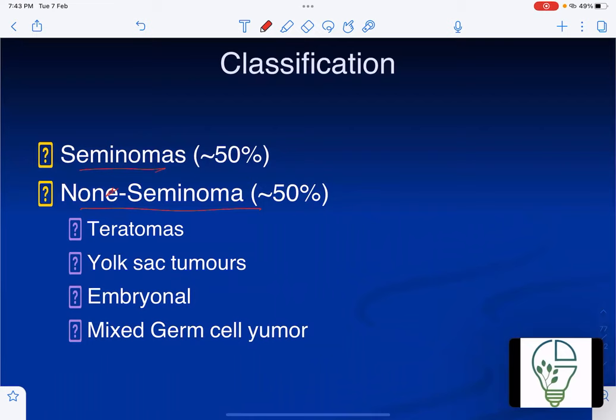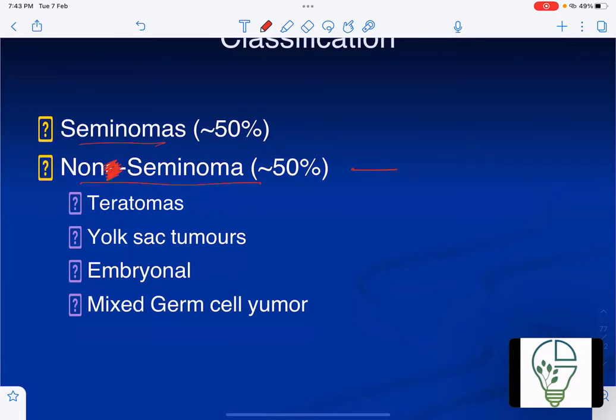It's non-seminoma. Basically, non-seminomas are made from germ cells, right? Germ cells are any cells that can give rise to embryological tissue. So we have teratomas, yolk sac tumor, embryonal tumor, and mixed germ cell tumor. So it's a 50-50, it can be this or that.